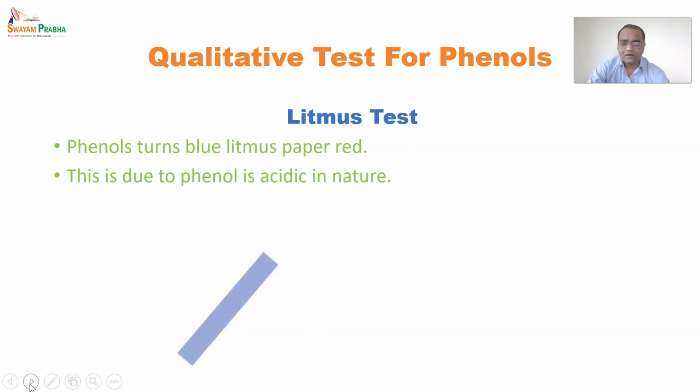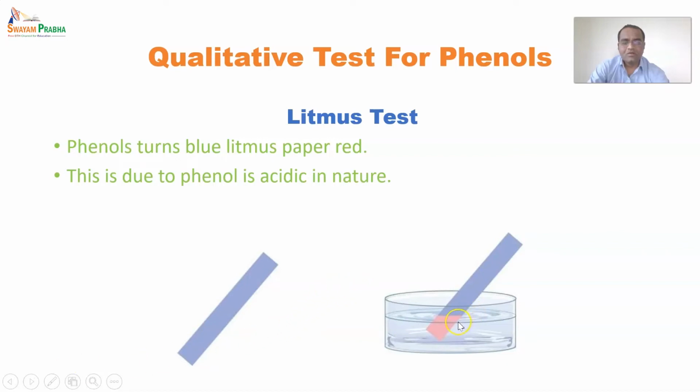Here it is a blue litmus paper, and whenever it is dipped into a solution of phenol, it becomes red. All the acidic compounds show this, the blue color turns to red.